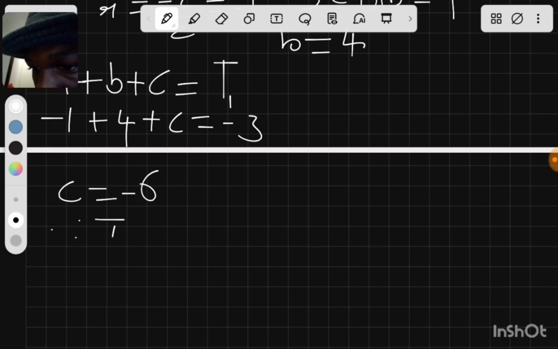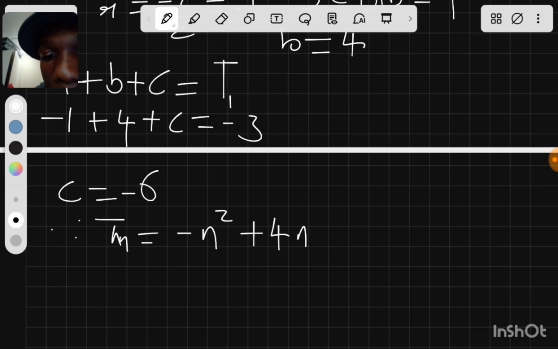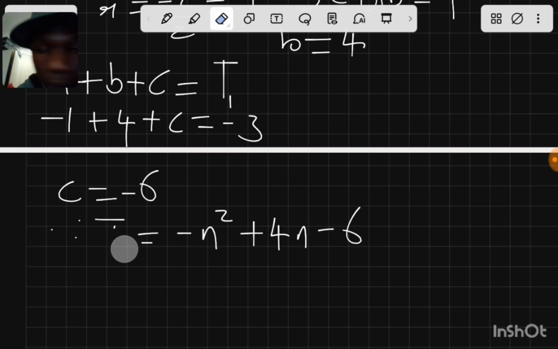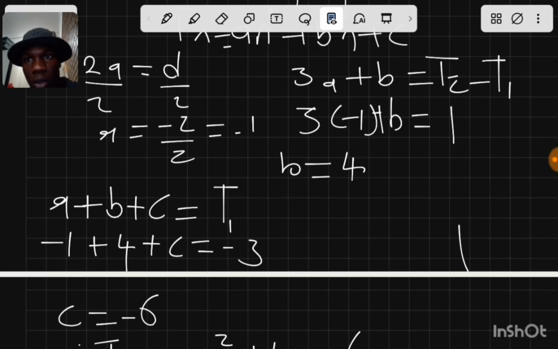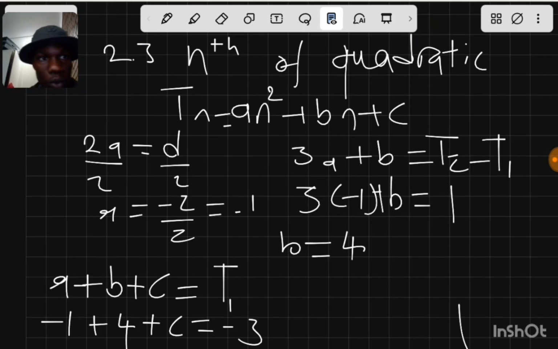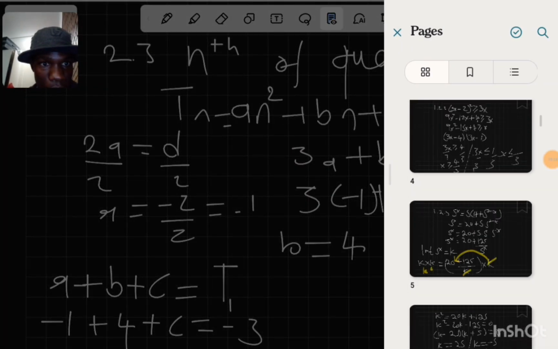Therefore, the Tn of a quadratic is equal to, our A we said is minus n squared, our B we said is plus 4n, and our C is minus 6. So this is our Tn. Let's check the following question. This question was 2.3, so which means we're going for 2.4.